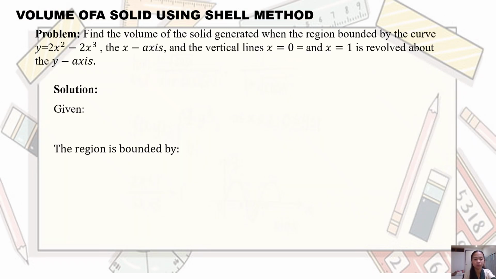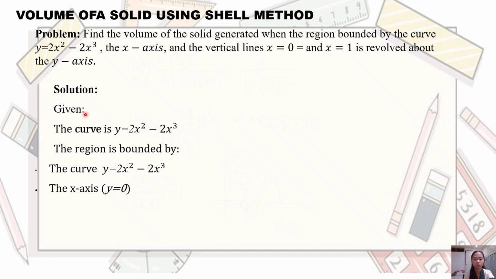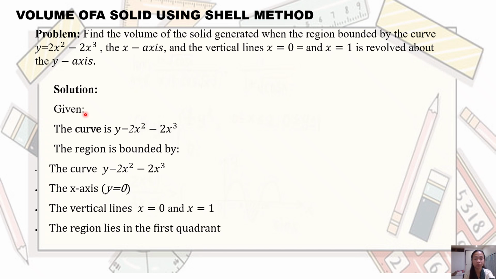We are given a specific problem. We are given the curve y equals 2x squared minus 2x cubed. The region is bounded by the curve y equals 2x squared minus 2x cubed, the x-axis, so y equals 0, and the vertical lines x equals 0 and x equals 1. The region lies in the first quadrant and is revolved about the y-axis to generate a solid.